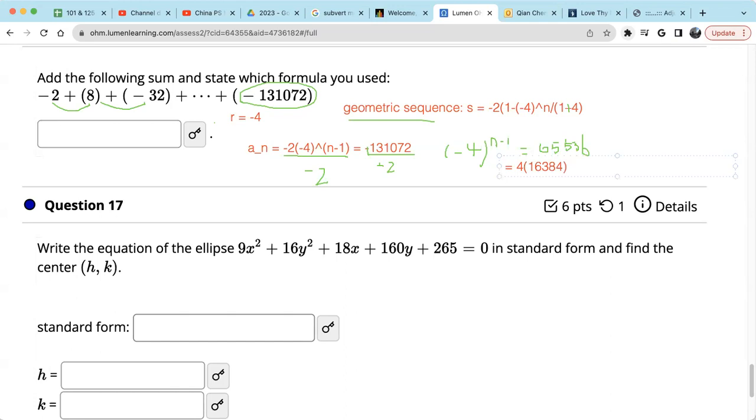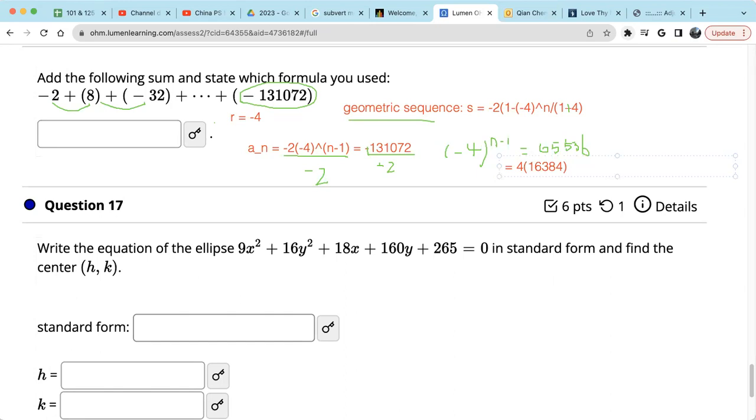Let me check. Let me use my calculator because my brain recently doesn't function well. Actually, let me start from the very beginning. I have 131072. First, I need to divide by 2. 131072 divided by 2 is 65536. Now I'm dividing by 4. I got 16384. Okay, I did it right.